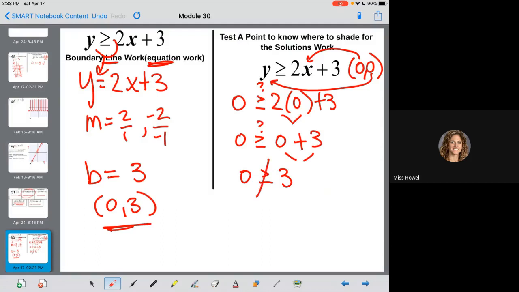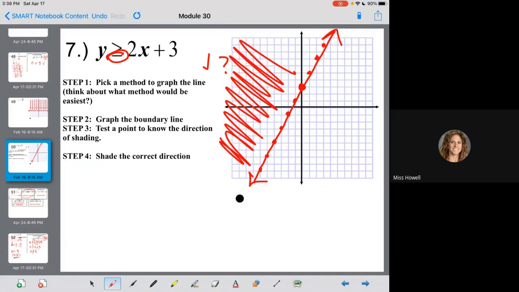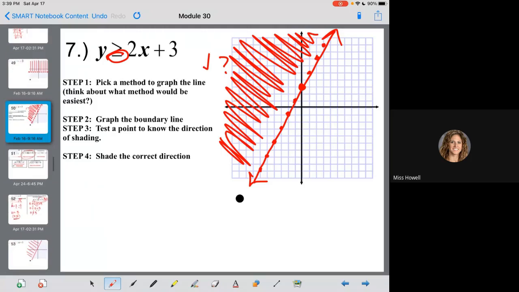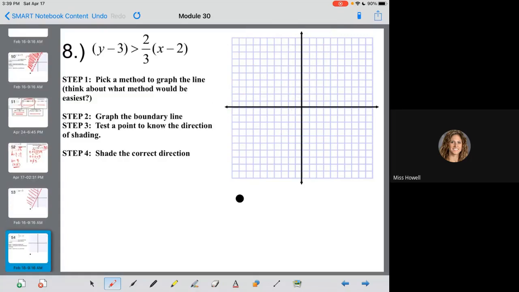(0, 0) did not work, which means I'm not allowed to color (0, 0), which means this side can't be colored, and down here is not our solutions. And instead, this direction up here is our solution. So I'm going to take my pen or pencil. That's our side we should be coloring. That's the side with all of our solutions. If I'm working on a computer, again, I could just draw in some line segments here to show the solutions. All right, last one for right now.